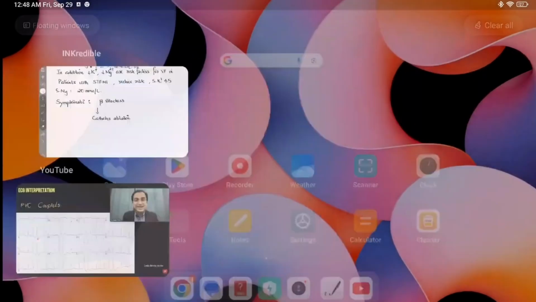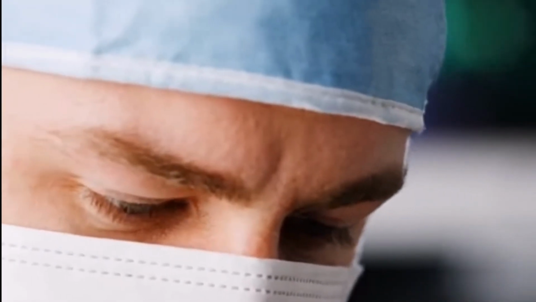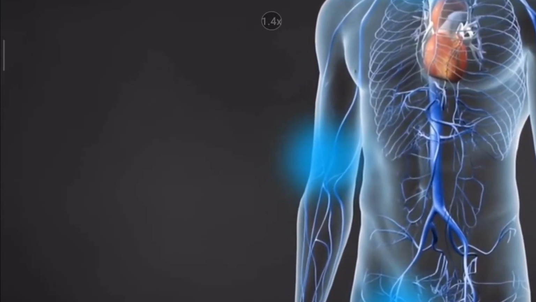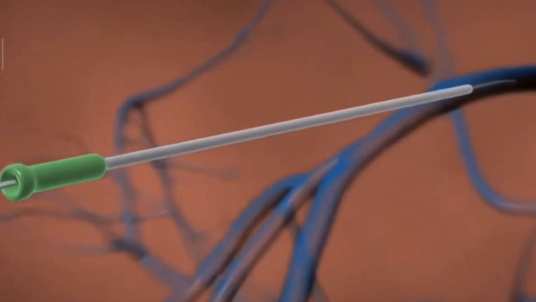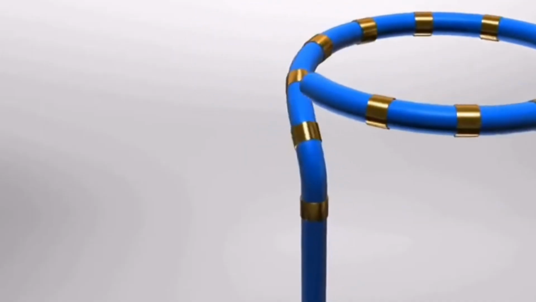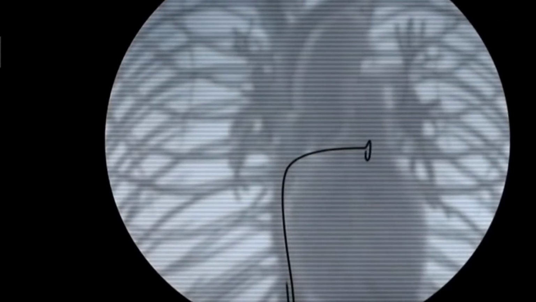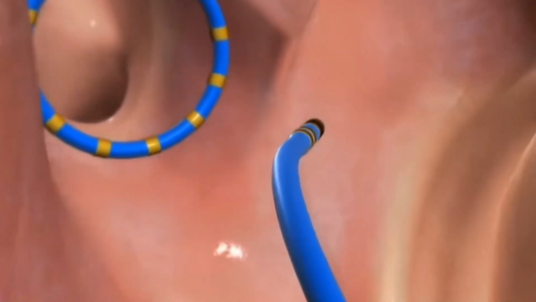What is catheter ablation? In this case, we use a catheter via the veins from the arm or groin, reach the vena cava, and using the guide wire, enter the heart. After entering the heart, we find where the problem is, which foci is producing the abnormal rhythm, and we ablate it.